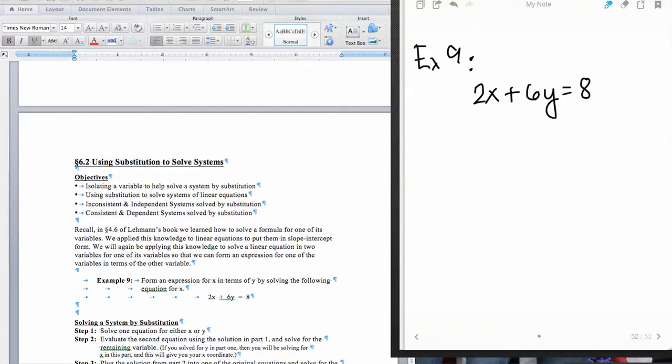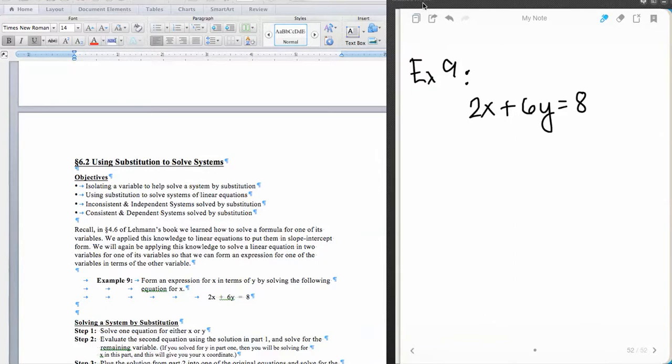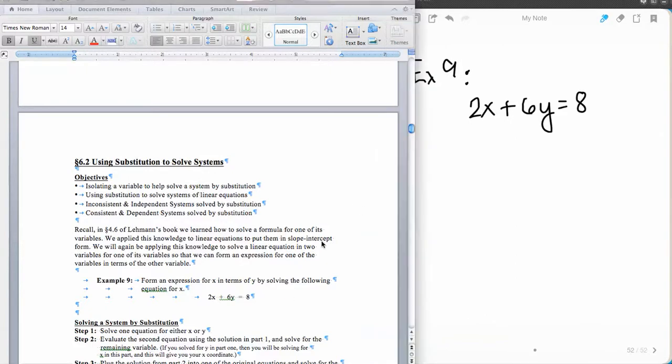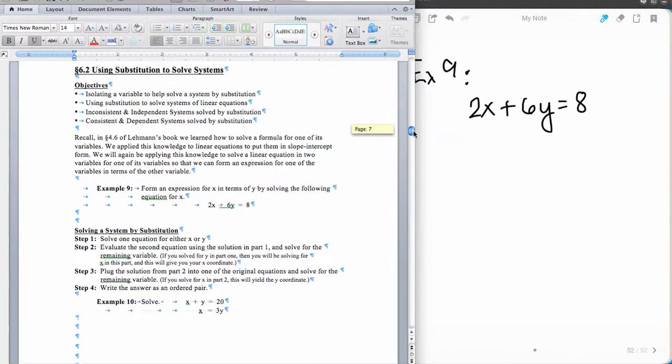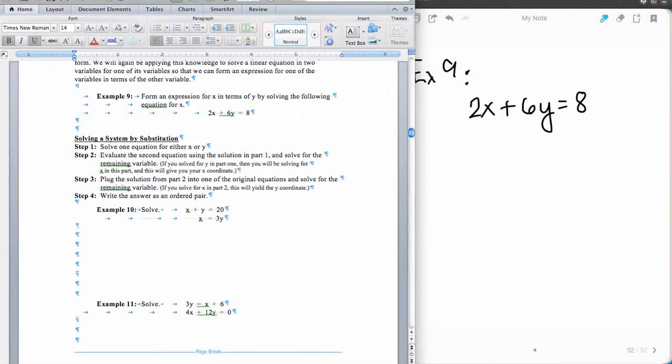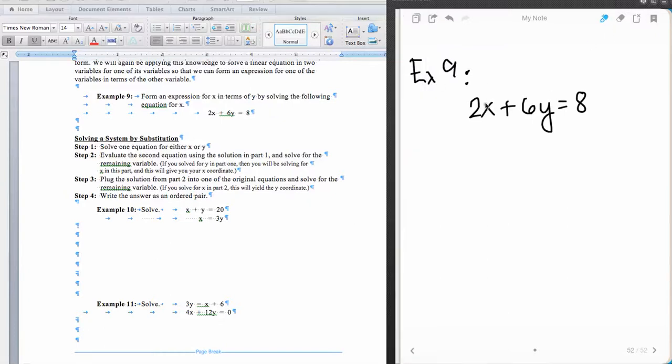So back in section 4.6 of Lehman's book, we learned to solve a formula for one variable. So we want to just practice that again with our example number 7 here. Example number 7 says form an expression for x in terms of y by solving the following equation for x. So I'm going to solve for the x variable here. This is the one that I'm interested in. So I'm going to put that in blue, and then I'm going to solve for that.